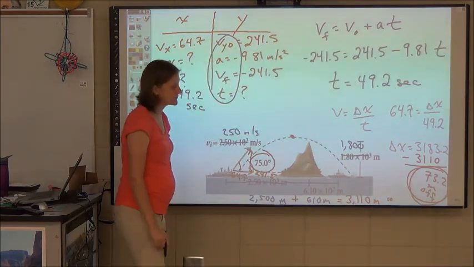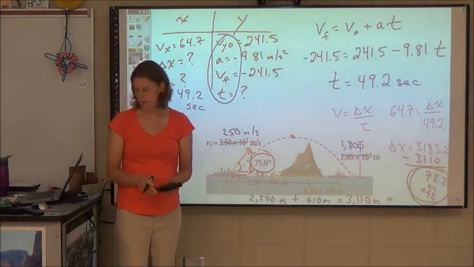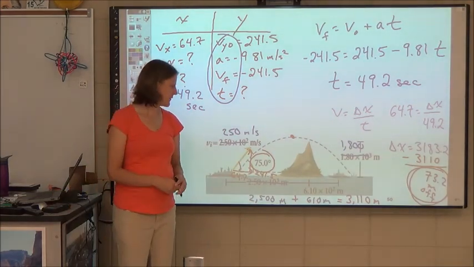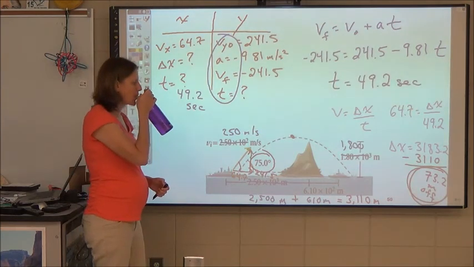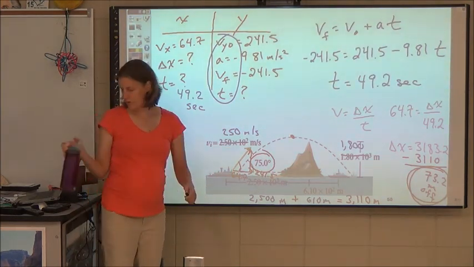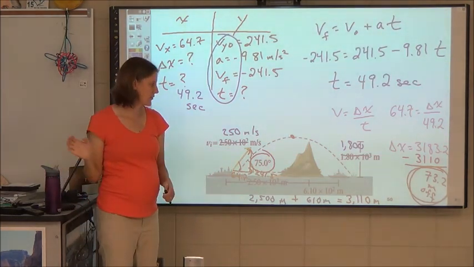So it's pretty close, 73.2 meters off. I guess pretty close if you're considering the whole thing was 3,000 meters. But we overshoot the ship by that much.